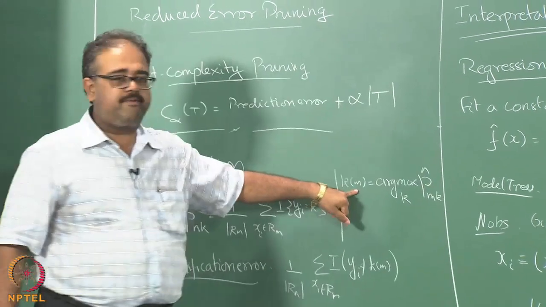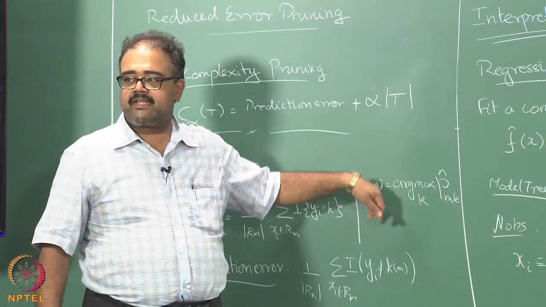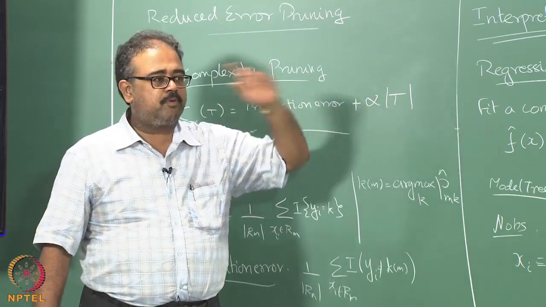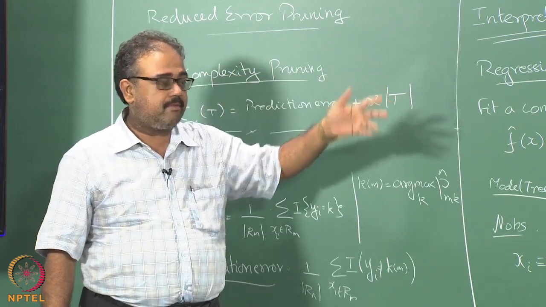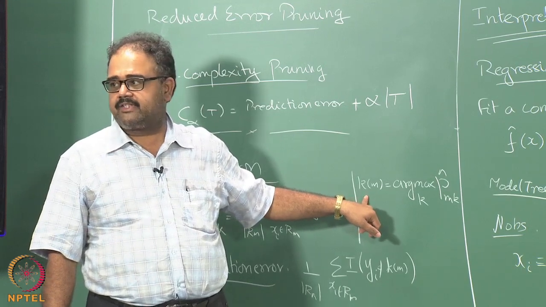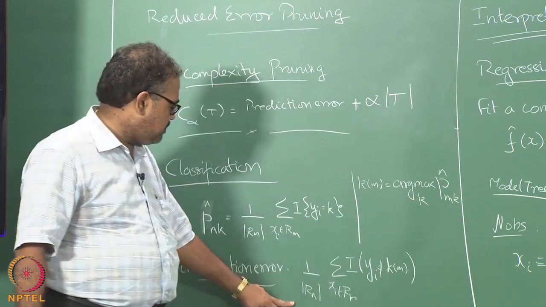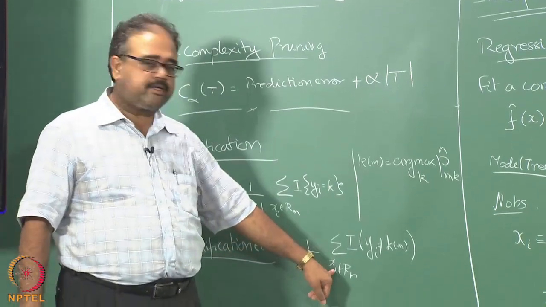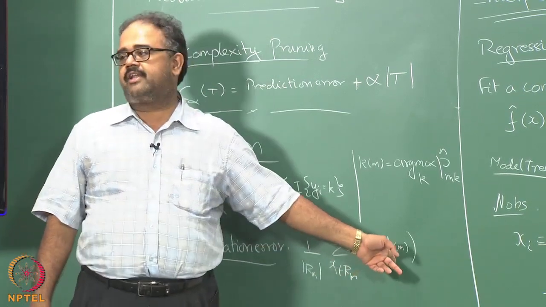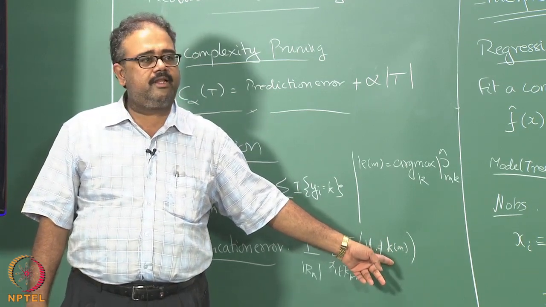So, I will denote by k(m) the class label that I am going to assign to the entire region M, just like we did c hat m as the response that I am going to assign for the entire region M. So, k(m) is the class label I am going to assign for the entire region M, that is just the argmax of this, okay. Now, the misclassification error is I am going to count all the data points in R_m which do not have k(m) as their label, right, that is the misclassification error.